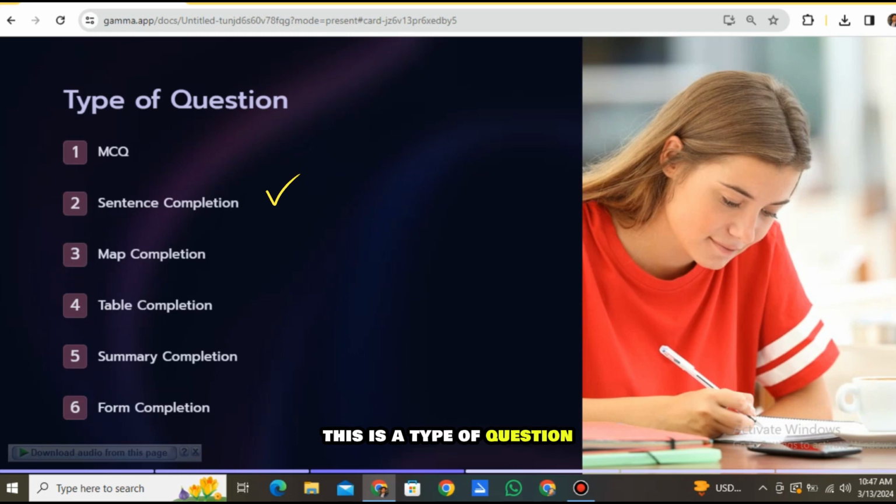This is a type of question. There will be some sentences and there will be gaps between them, and you have to fill the gap while listening to the audio, and those words you should select from the audio. So I'm gonna show you some filling the blanks.